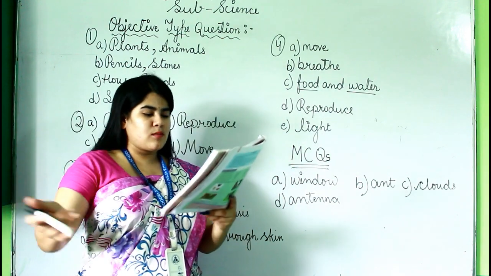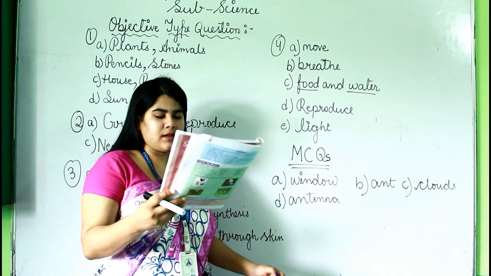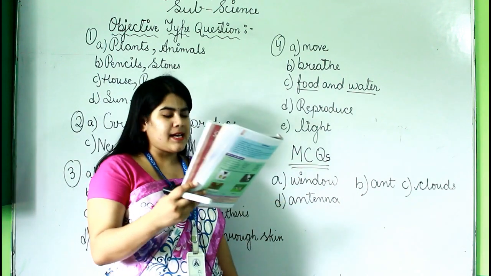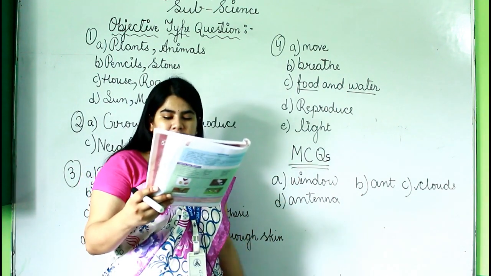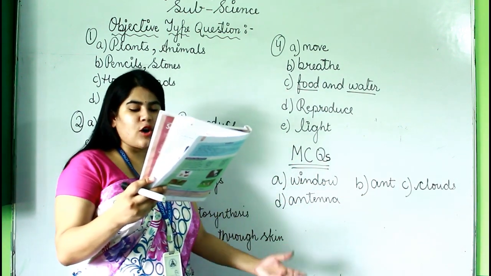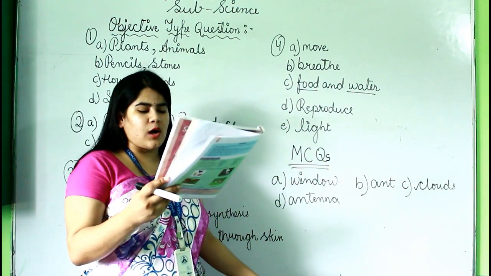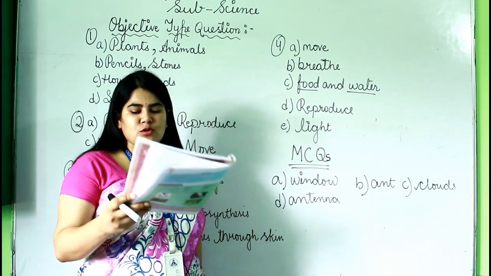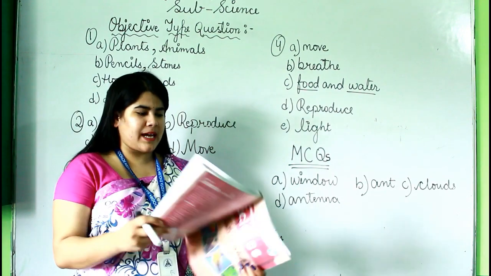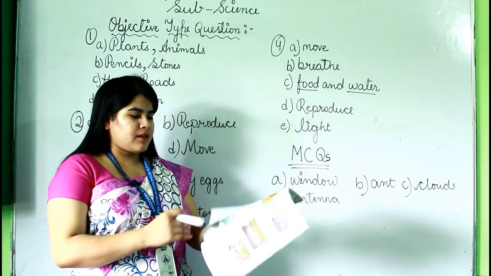Now move on to multiple choice questions. Okay, first one, tick the correct option. All of these are living things except window. Second, all of these are non-living things except ant. Third, which of these is not man-made? Clouds. And the last one, which of the following does a butterfly use to smell and find food? That is antenna. I have told you that a butterfly uses its antenna to find food, right?